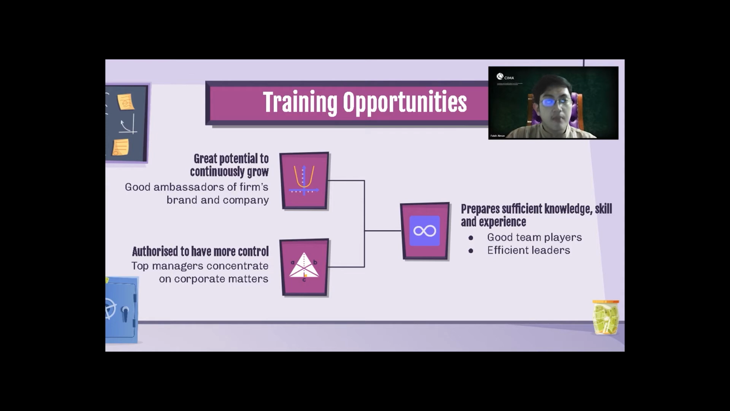In addition, by authorizing lower-level managers to have more control, top managers can concentrate their attention only on high corporate matters by entrusting low corporate decisions to lower managers.